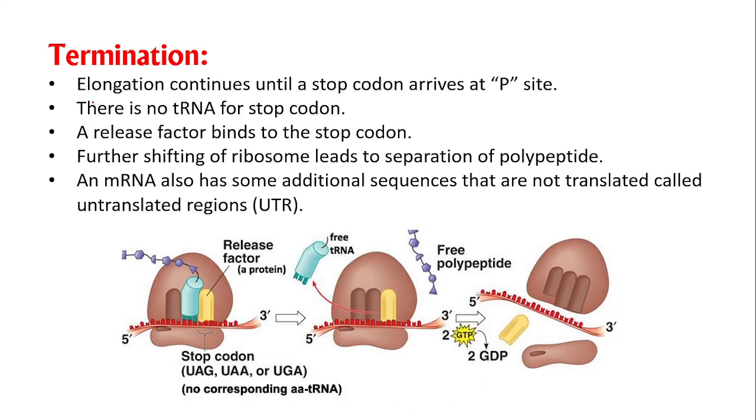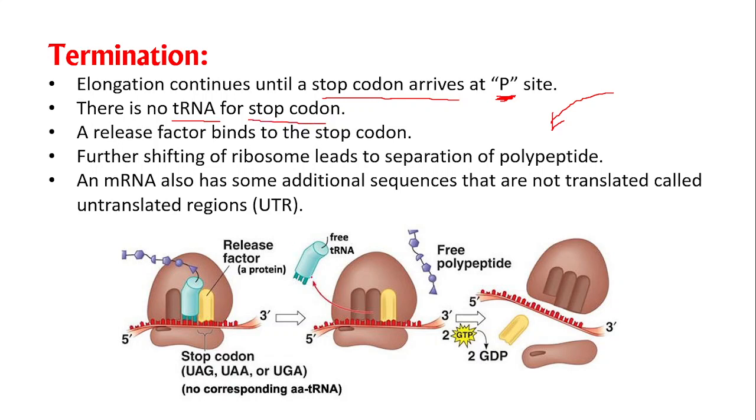See here, elongation continues until a stop codon arrives at the P site. That means the process of elongation will continue till the complex of larger and smaller subunit reaches a region where the stop codon arises in the P site. When the stop codon arrives at the P site, then what will happen? No tRNA can come and decode the codon, because there is no tRNA for a stop codon.